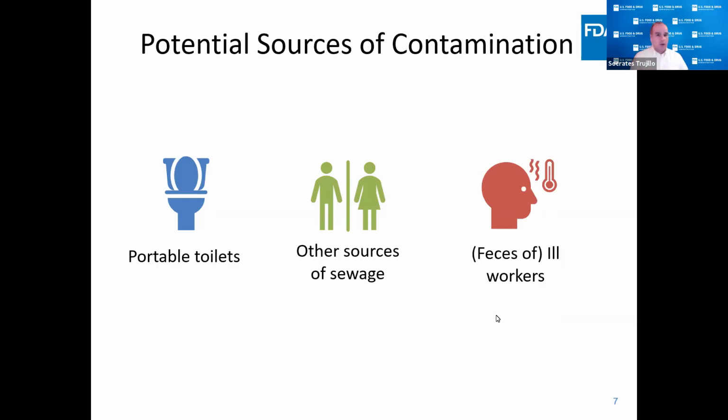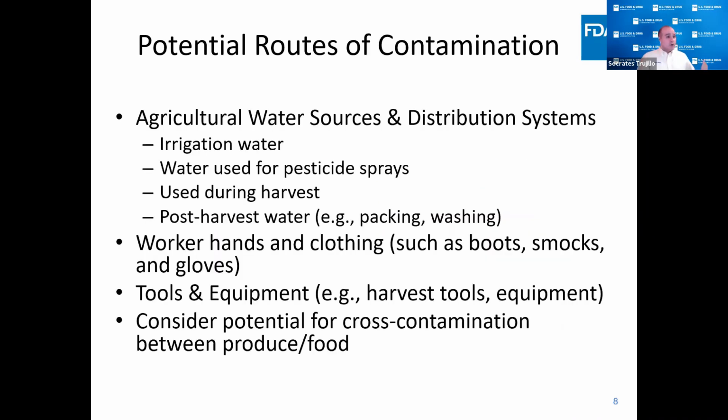So that's something that we need to talk about and make sure that we pay attention when we are out there. So we're going to go also over the routes of contamination. You need to pay attention to the water sources, agricultural water sources, and distribution systems, right? Because they can potentially be contaminated with human feces. So that's what you need to pay attention to. Where is this water coming from? What are the potential sources or indications that it may be contaminated with human feces, if that's the case?